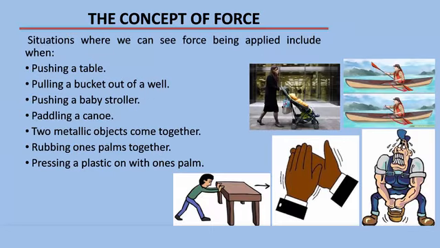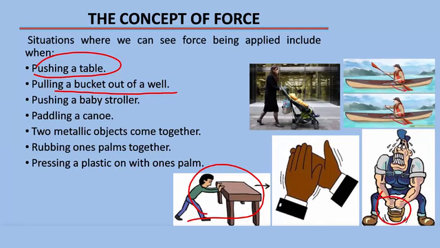Situations where forces can be applied include the following: pushing a table. Now, when a table is being pushed, as you can see in the diagram, we can say force is being applied from this person to the object. Another area where force can be seen is when pulling a bucket out of a well. When a bucket is being pulled up, we can observe that force is being applied.